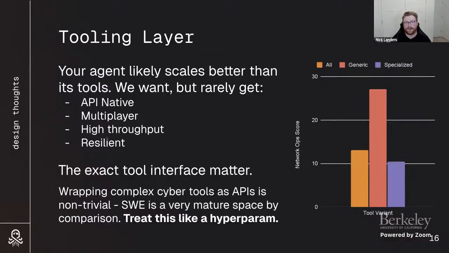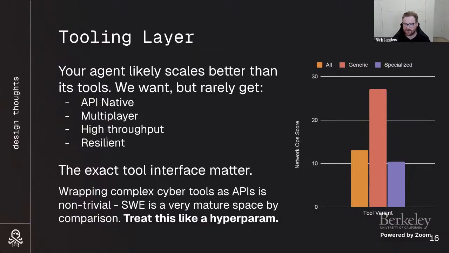I think software engineering is a very mature space by comparison, in terms of the tools being extremely well defined and highly optimized to be relatively consistent in their behaviors, because that is how we construct useful software. And so a pattern we can use is treating this tooling layer, the manipulation of it and the layout of it, as another thing to optimize against.